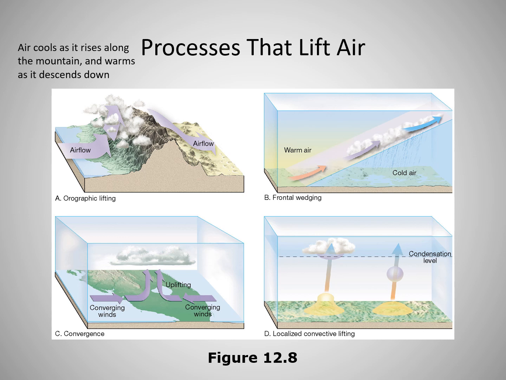And then that air mass continues to flow to the east. And when it gets to the other side of the mountains, it's lost most of its moisture. It's now dry. And this is what we refer to as a rain shadow desert.